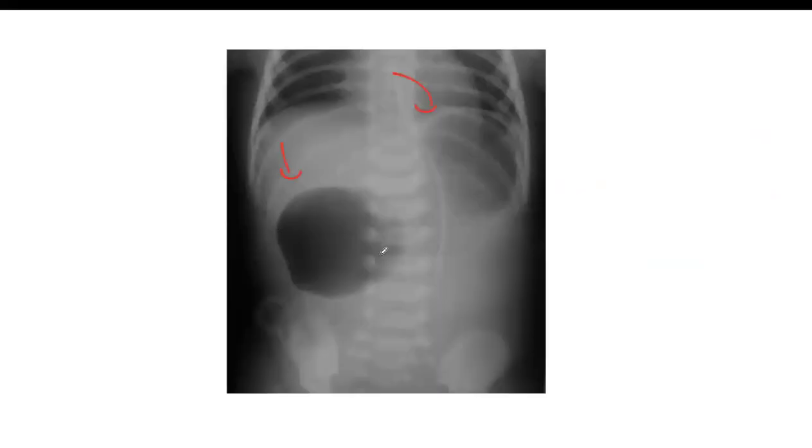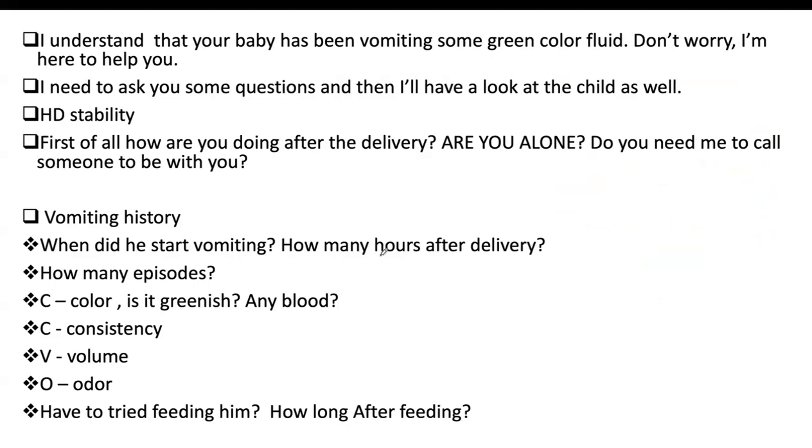So your first task is to take a brief history. The brief history will start like this. First of all, you will reassure the parent. You will make sure the baby is hemodynamically stable. The mother is with you. Mother just had a delivery. Ask first of all how you are doing after the delivery. Are you okay? Do you have any pain at the moment? Do you want me to call anyone to be with you right now? This is very important, that you ask how she is doing.